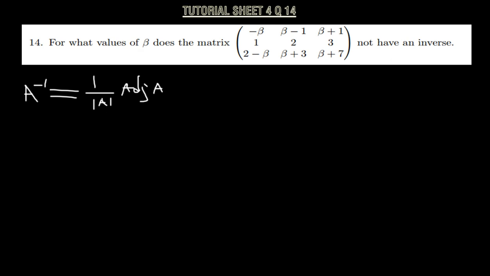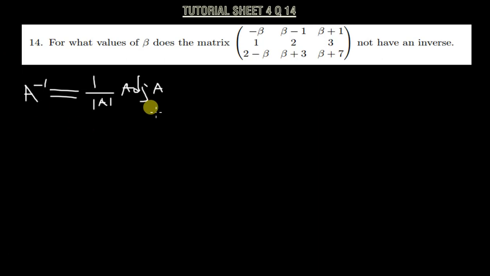Hi everyone, so this is question 14 from tutorial sheet 4. The question says, for what values of beta does the matrix have no inverse? So for this matrix to have no inverse, it means that the determinant is equal to 0, because when you divide by 0, the answer is undefined.